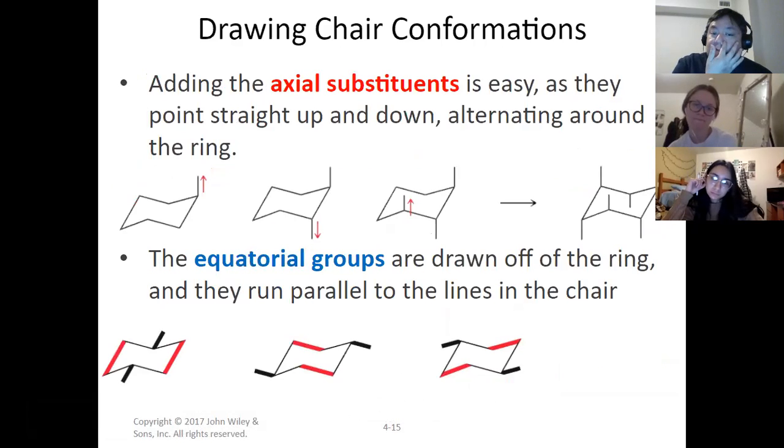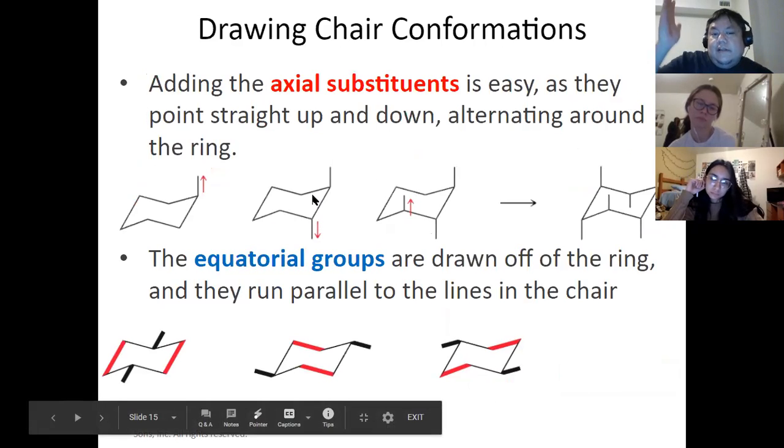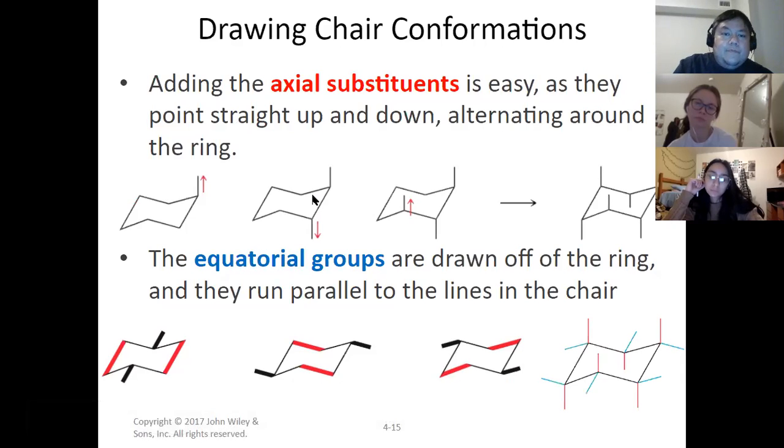And so axials, they alternate. One up, the next carbon over will be down, the next one over will be up, the next one down. And then your equatorials are the same thing. They're either slightly pointing up or slightly pointing down, and they just alternate like that, okay? So if you ever draw a chair conformation and you have up and the next carbon over is up, you've drawn it wrong. They should alternate like that, all right?